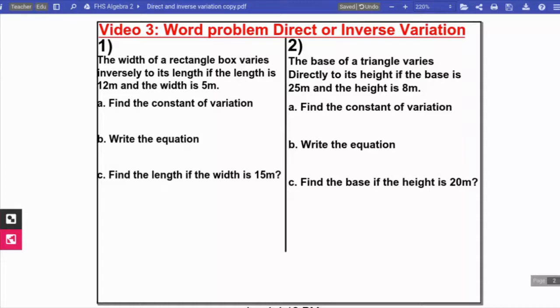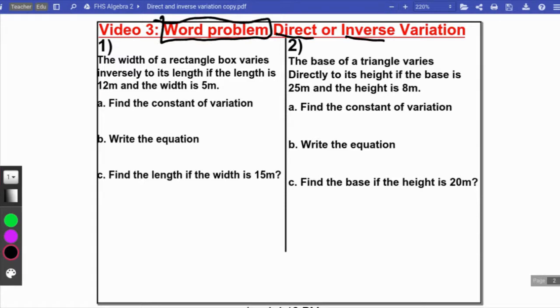All right, we're on video number 3. This video has to do with word problems. This time we're applying what we have learned in the past 2 videos, direct and inverse, all in word problems. Let's read number 1, because you got this. Just apply what you know.